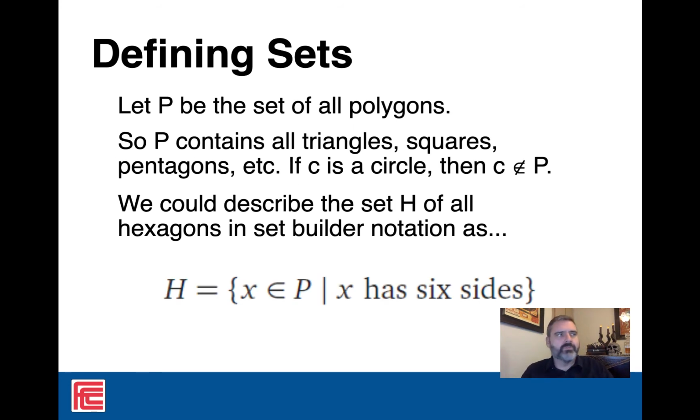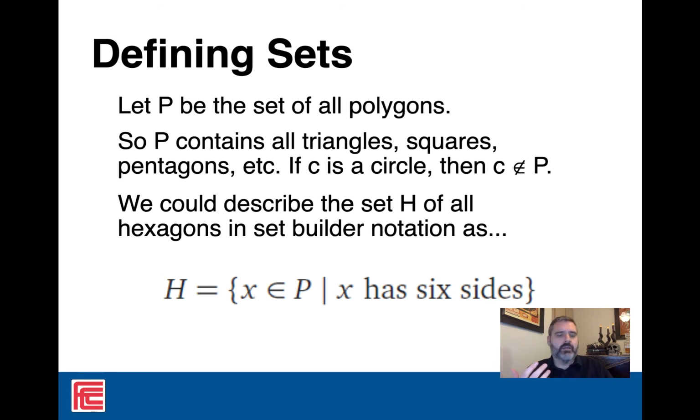Here's another example. If we say that P is the set of all polygons, so P has all triangles, squares, pentagons, hexagons, septagons, octagons, nonagons, decagons. I'm not going to try to guess what the 11 one is, but I'm pretty sure I'm wrong on the last two. Regardless, all the different possible polygons.